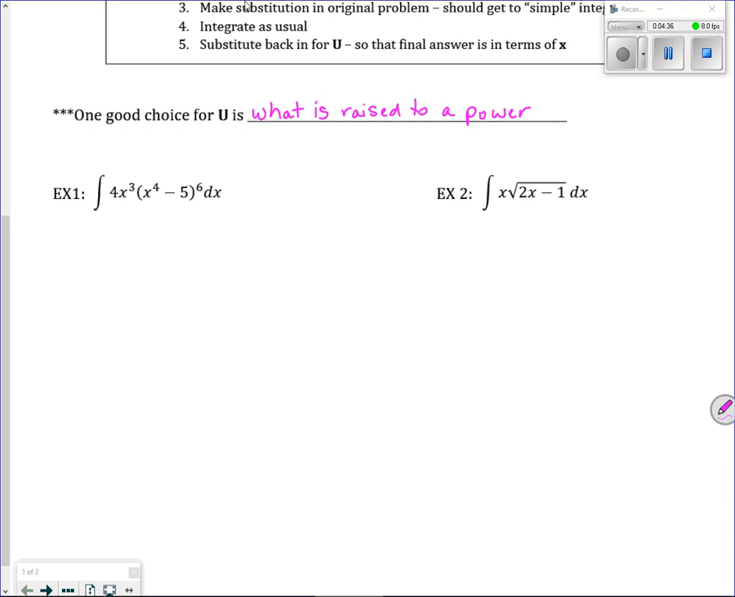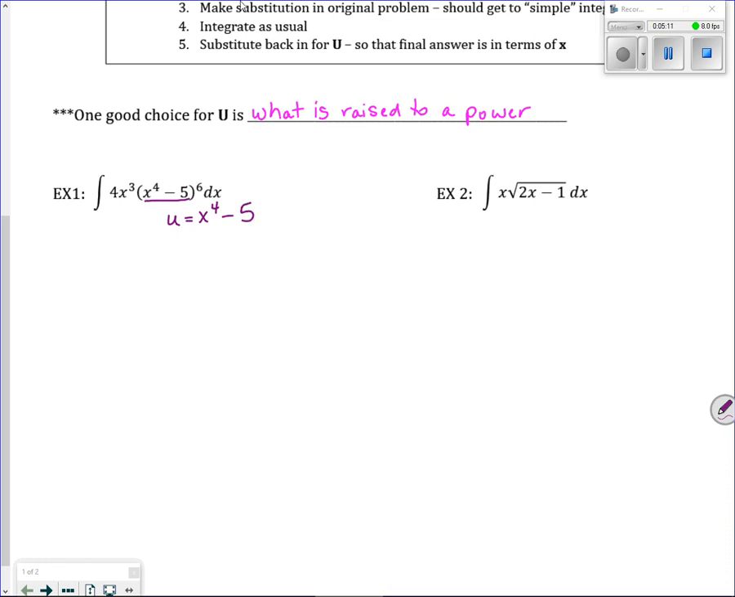When I see example 1, I first of all realize, okay, I've got to do use substitution because what's being raised to the power, I see a power of 6. What is being raised to the power certainly does not have an inner derivative as 1. So I think, okay, I probably have to do u sub. And for right now, it says one good choice of u is what is being raised to the power. So I'll just say that u is equal to x to the fourth minus 5.